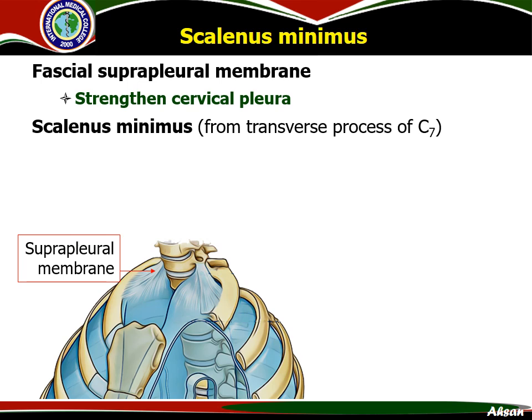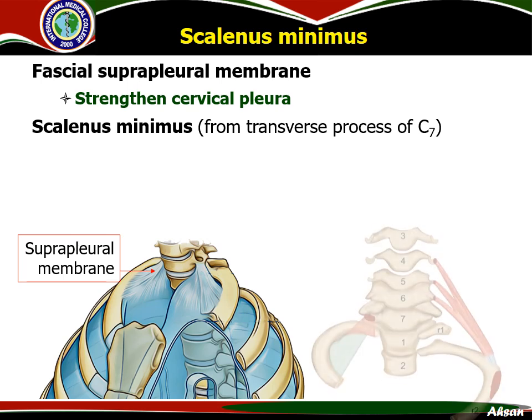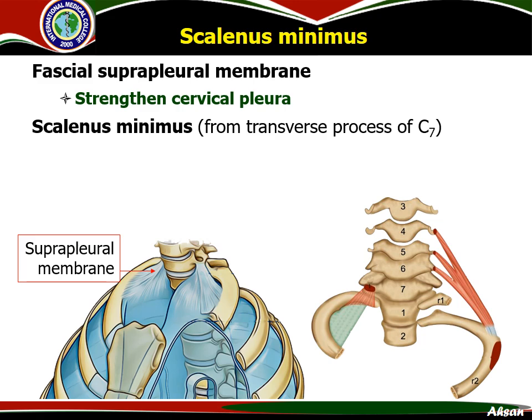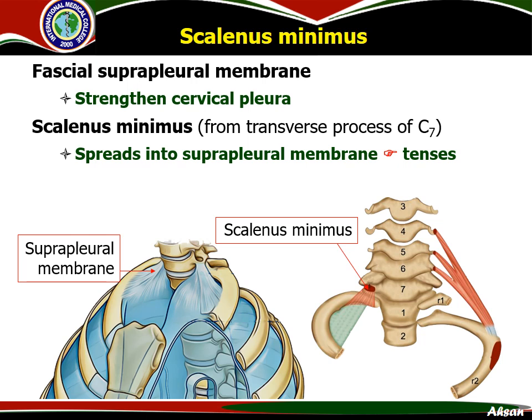To this, a small part of the muscle extends from the cervical 7 transverse process and fuses with this fascia. This is also known as scalenus minimus. This fascia is sometimes considered as the aponeurosis of scalenus minimus. So the scalenus minimus can tense this suprapleural membrane and thereby protect the cervical pleura and the part of the apex of the lung that is covered by the cervical pleura.